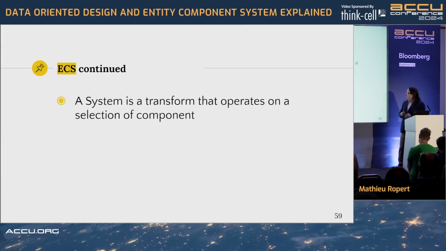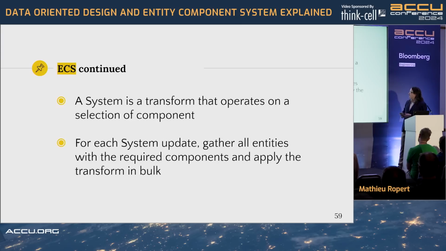So then you create systems. And what systems do is that they take a selection of components, usually a component tuple of one to many components as input or output, and they operate on them. Basically what the system does is say, okay, fetch all the entities that have those components and pass them as some form of a zip view to that function, and write to the output set, which is also a zip view, just a mutable one. That's it. Gather all the entities and apply the transform in bulk.